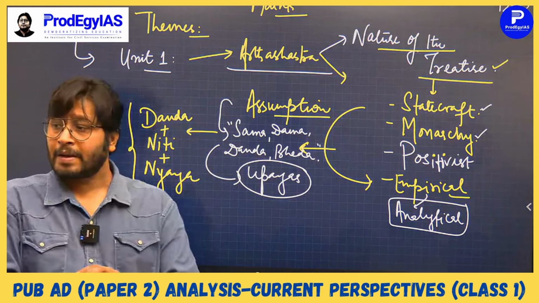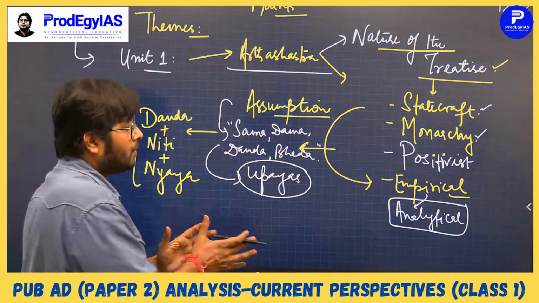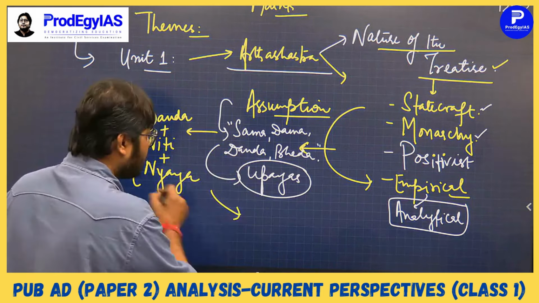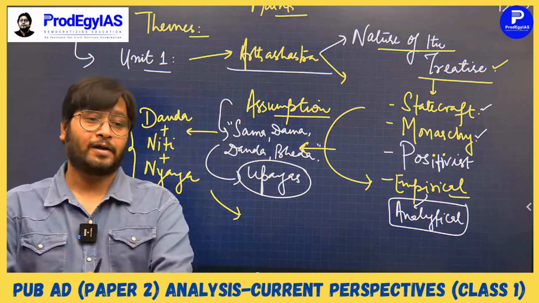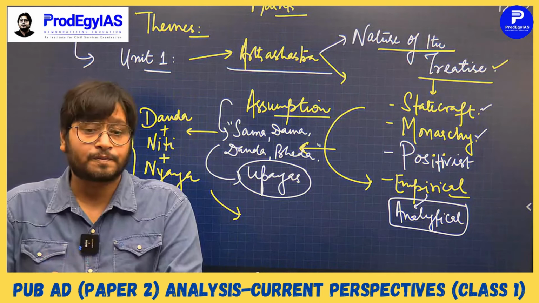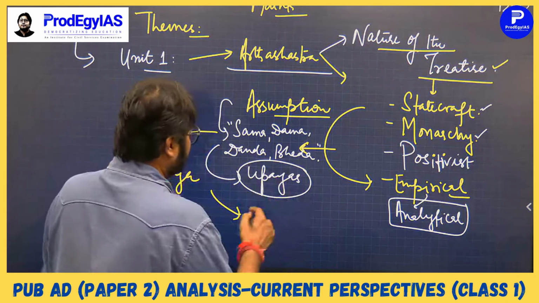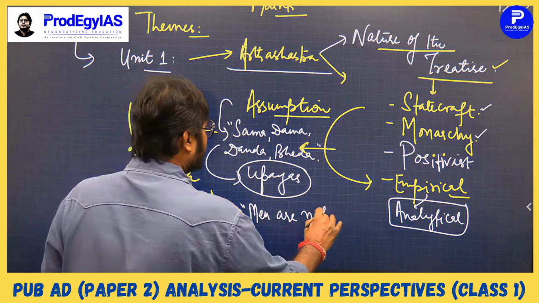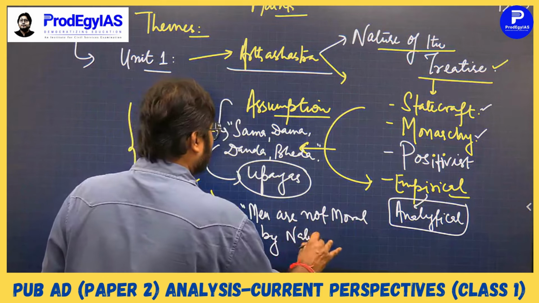See? So coupled with the idea of dand, niti, nyay, this forms the very basis of the assumptions made by Kautilya, right? What is the assumption? That people are not moral by nature. That is his basic assumption. So what will the king have to do? Obviously the king has to have various roles, right? But men are not moral by nature.